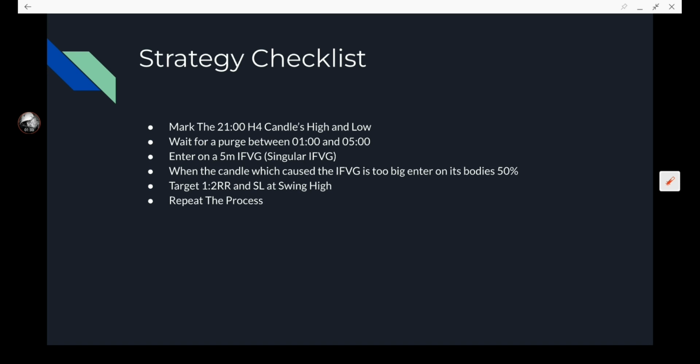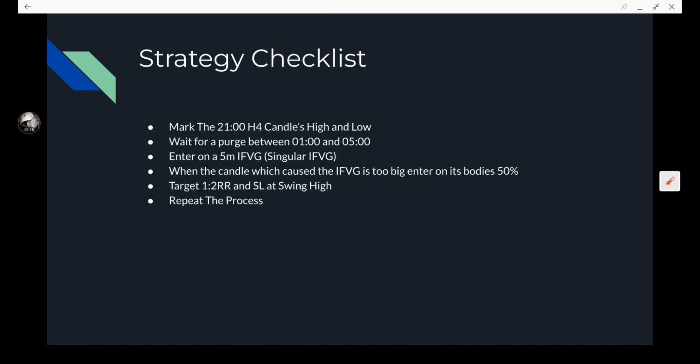That is a singular IFVG. I'll explain more on singular IFVGs when we're in the charts. And when the candle which caused the IFVG is too big to enter, we enter on its body's 50%. That's where we enter, and we target 1 to 2 on risk to reward, and our stop loss is at the swing high. And lastly, we repeat the process and collect the bag.